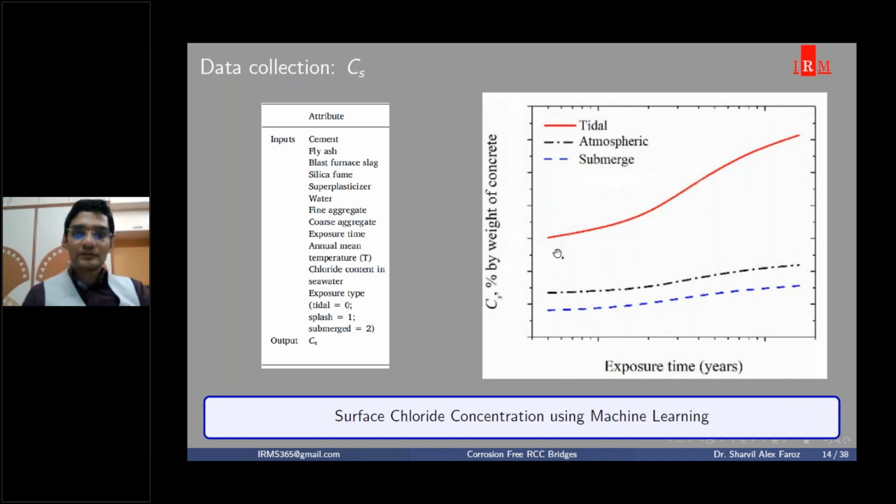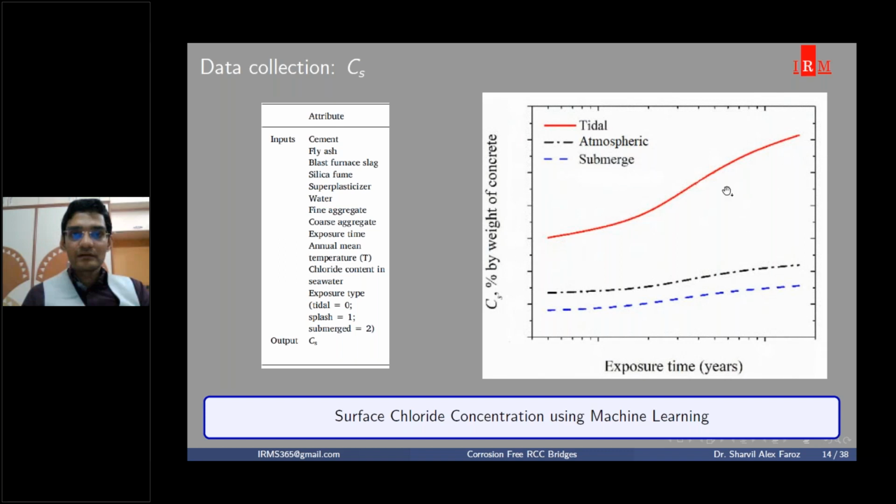Depending upon each kind of attack taking place on the structure, they will have different values of this CS. So we have developed a machine learning algorithm. This is again proprietary software that we have developed. Once we input these parameters into our machine learning software, it will provide us how these chloride loads will vary with time for the given site condition.